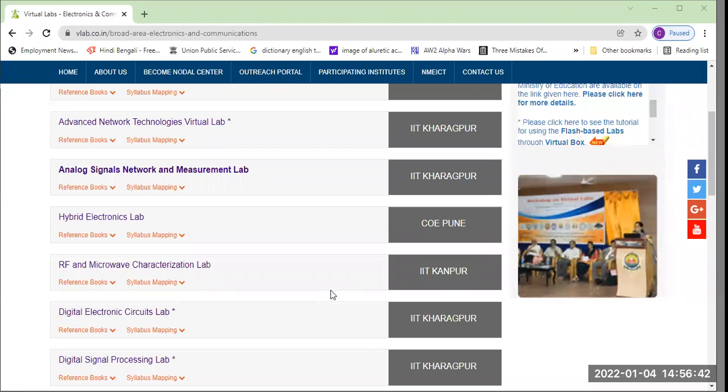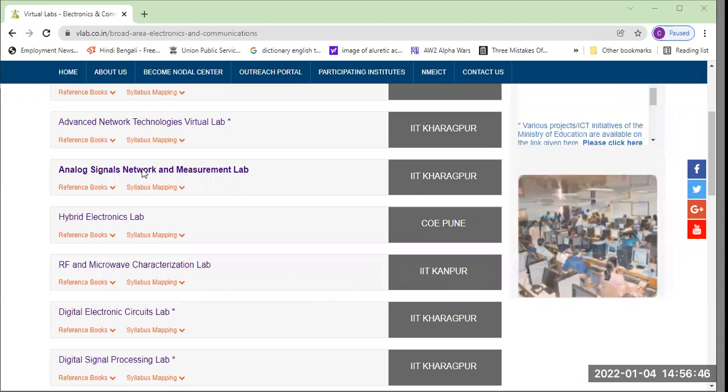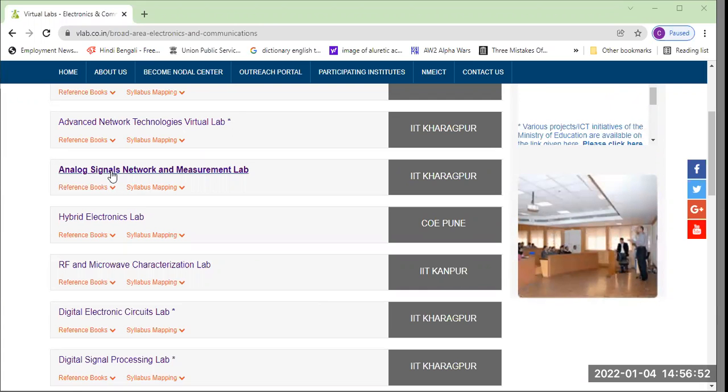Good afternoon, guys. And today our topic is circuit theory and network theory. And you know that we are performing this lab through the virtual lab.